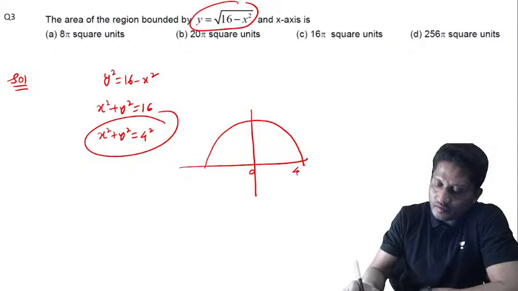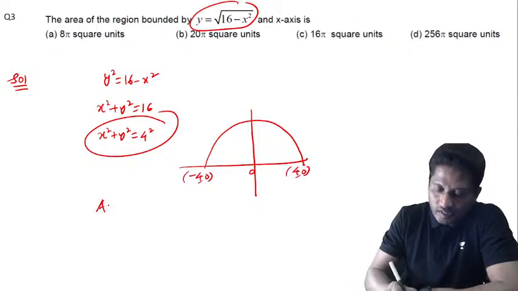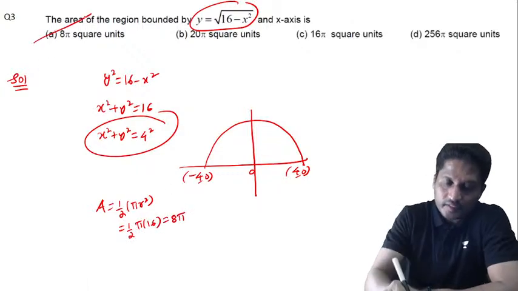Radius is 4 comma 0, this is minus 4 comma 0. Area is equal to half of area of the circle, that is pi r square. So half of pi into r square is 16. You will get this as 8 pi square units. First option.